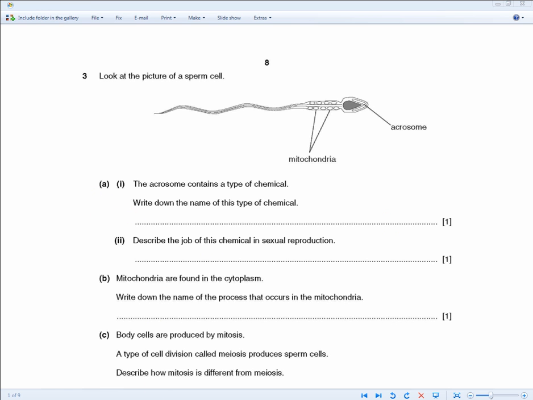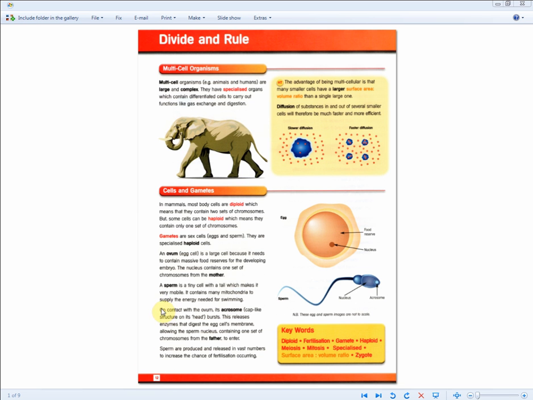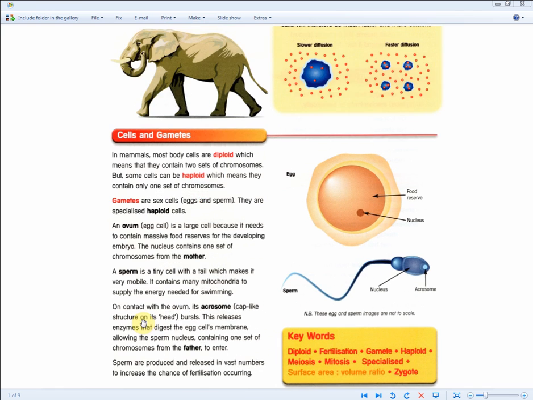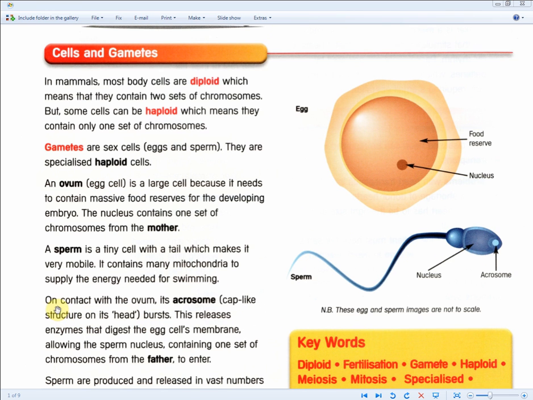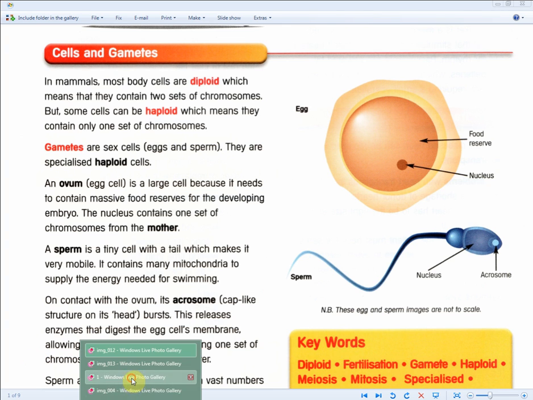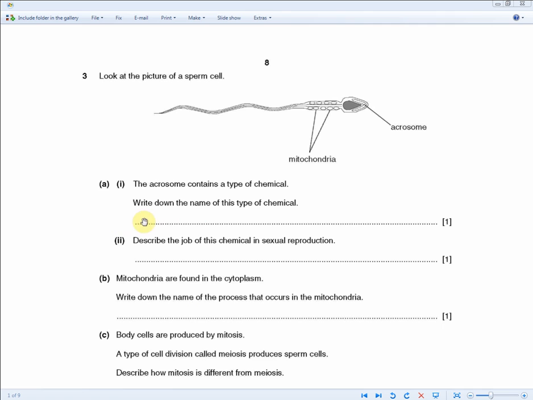So for 1 mark, you're being asked to recall these few sentences here. If we zoom in, on contact with the ovum, its acrosome, a cap-like structure on its head, bursts. This releases enzymes that digest the egg cell's membrane, allowing the sperm nucleus, containing one set of chromosomes from the father, to enter. So to answer the exam question, basically it's enzymes.